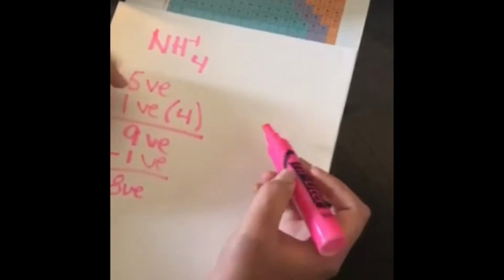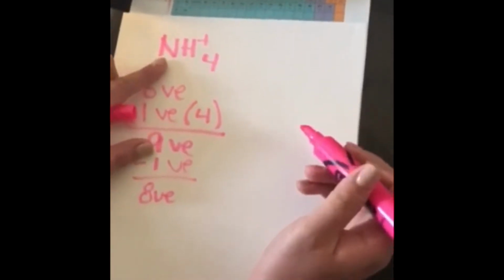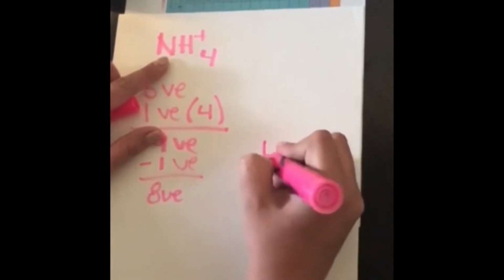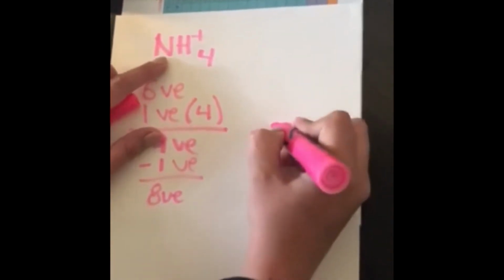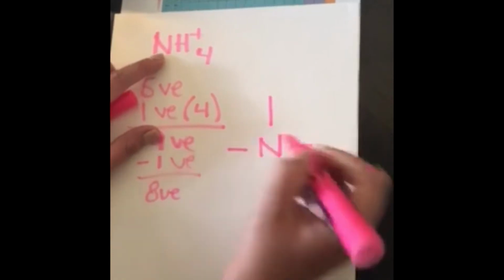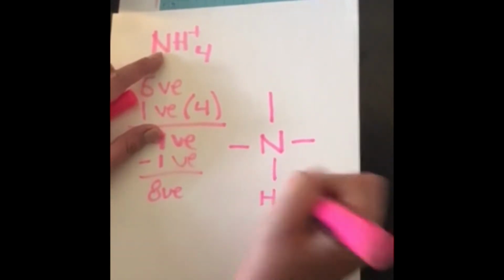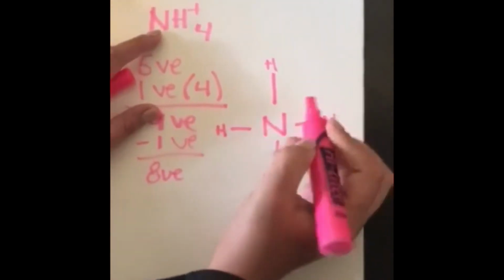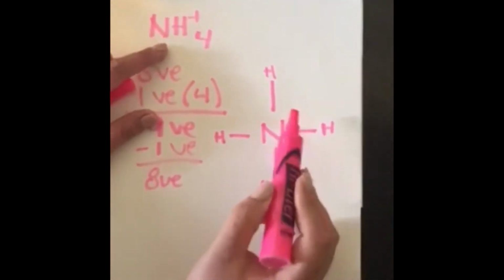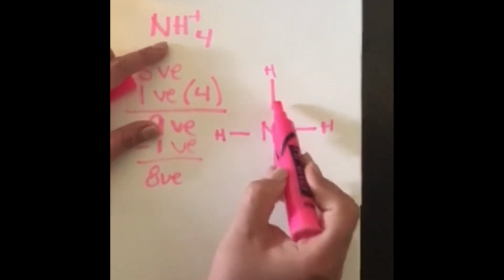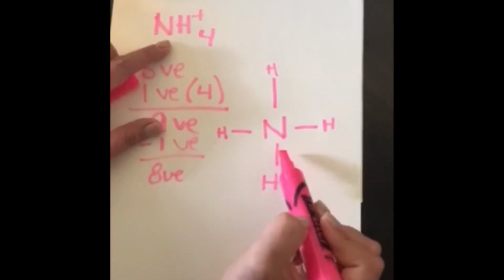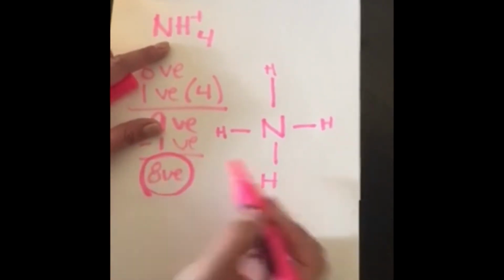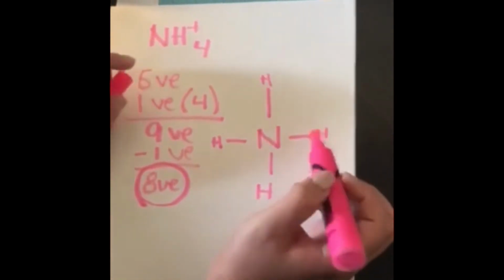When we draw out the structure, this particular ion, nitrogen, will be in the middle since there's only 1, and it'll be surrounded by the 4 hydrogens. So let's see how many electrons we've used so far. This bond indicates 2 electrons, so 2, 4, 6, 8. We've already used the 8 valence electrons, so we just need to make sure that each atom is happy.